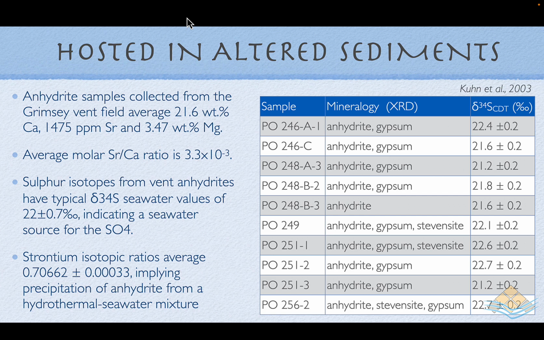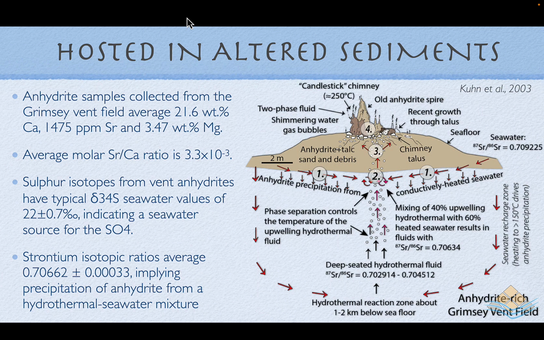If we look at the proportion of the samples in Grimsey field, the anhydrite contains something like 22 weight% calcium, 1500 ppm strontium, so it's somewhat higher than the Tag Mound, and around 3.47 weight% magnesium. These numbers are more influenced by the sediment which the vent fluid is interacting on its way up to the surface. And if we look at the strontium isotopic ratios, they average out at around 0.70662, once again implying that anhydrite is precipitating from a hydrothermal seawater mixture.